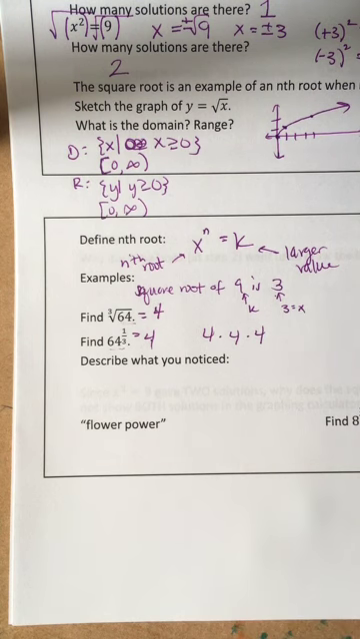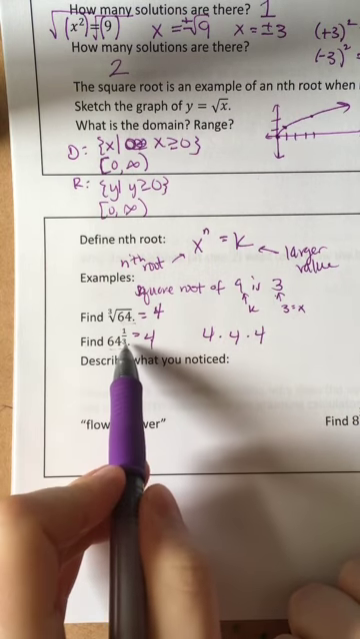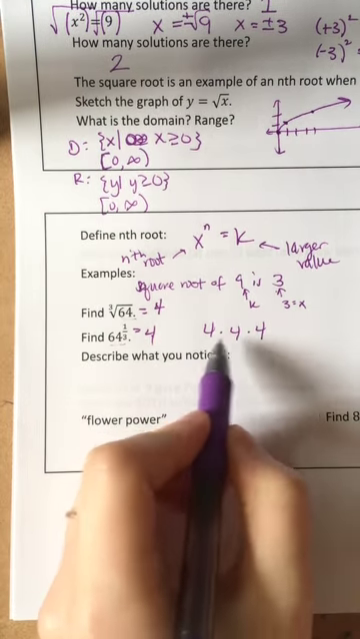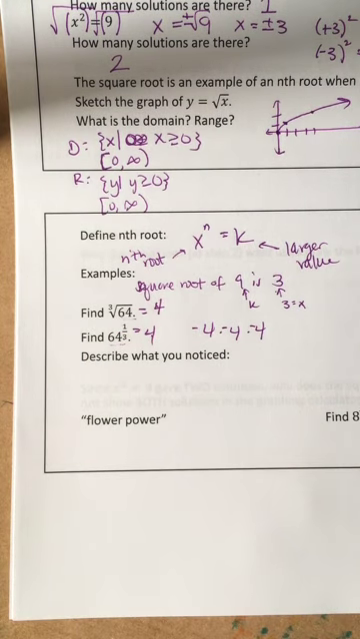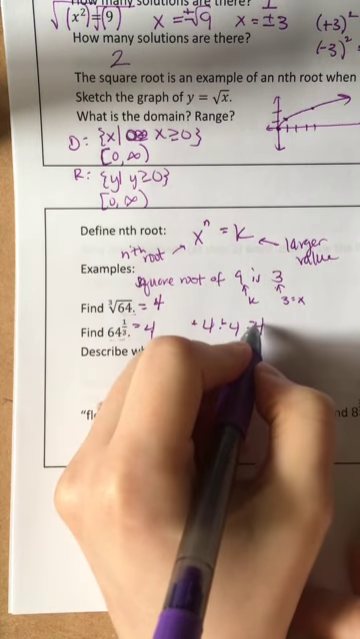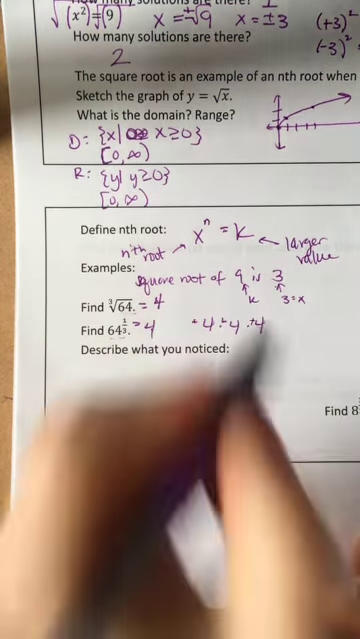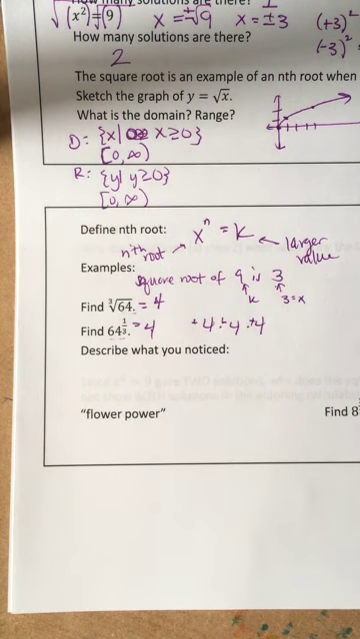There is only one nth root, or only one cube root in this case, because it's a cube root. So if I had -4 as the cube root, would I end up with a positive 64? No, these two would make positives, but I'd be left with a negative, and so I know that my cube root has to be positive 4.